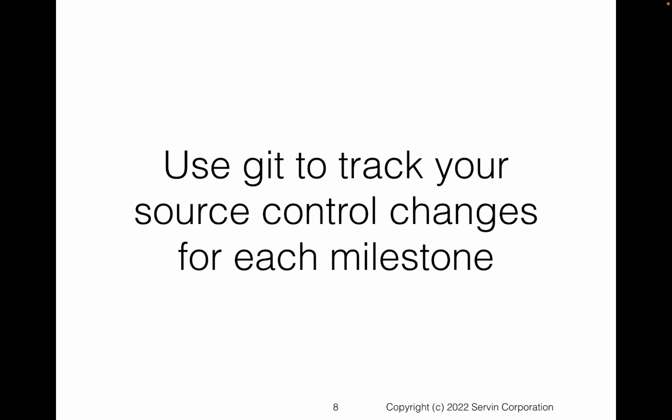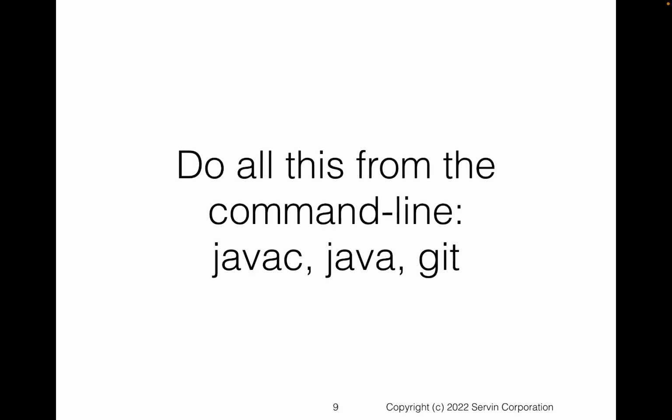We're also going to use git to track the source control changes for each milestone. This git is a source control tool that pretty much everyone's using now, and so we'll use it as we make each milestone. We'll commit it to the git source control. Also, we're going to do all this from the command line. So the idea is we're going to use javac for the compiler. We'll use Java to run the code, and we'll use git to commit the changes.